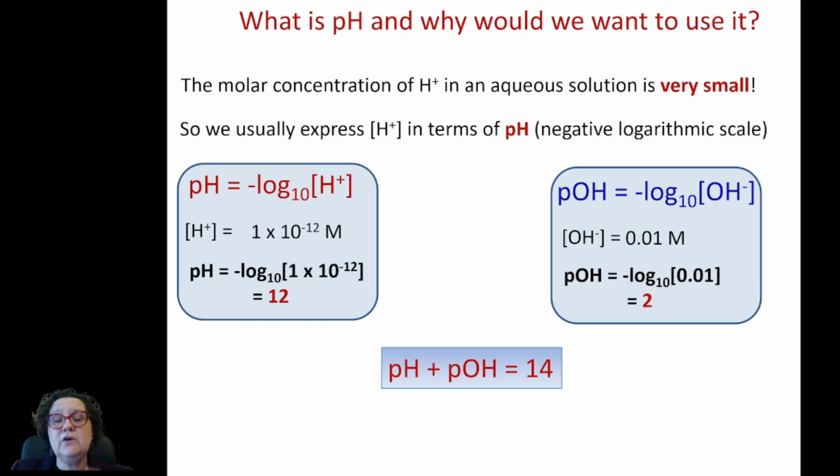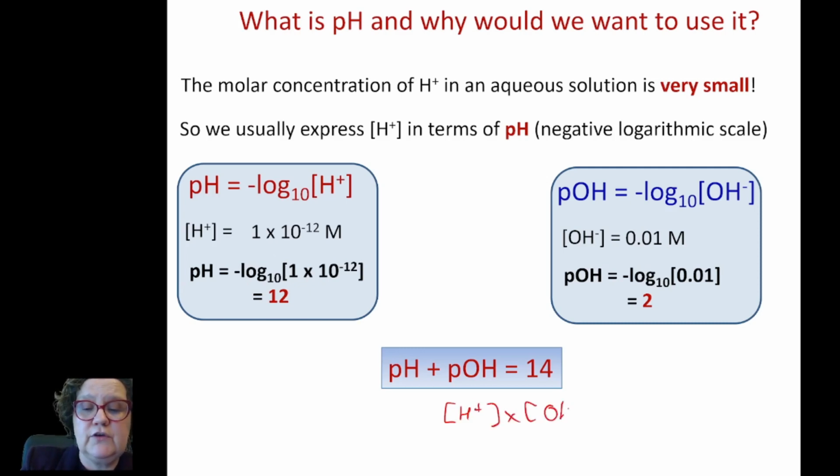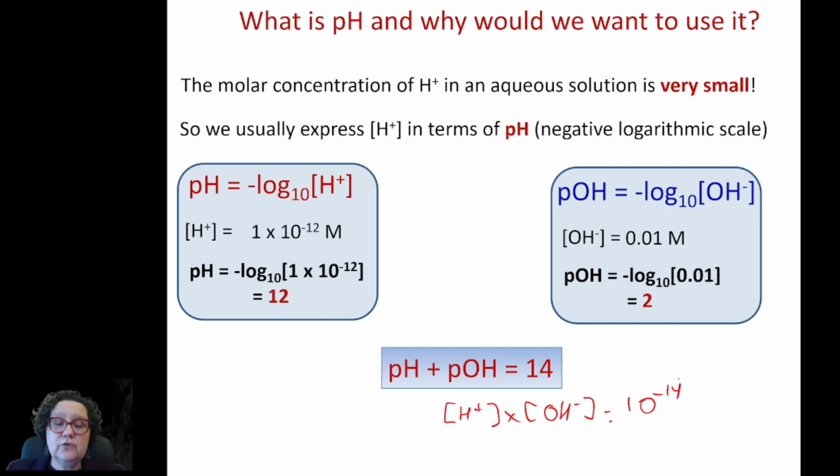And finally, he converted our equation, concentration of hydrogen ions times concentration of hydroxyl ions equals 10 to the minus 14 at 25 degrees, into this pH and pOH. So pH plus pOH equals 14.